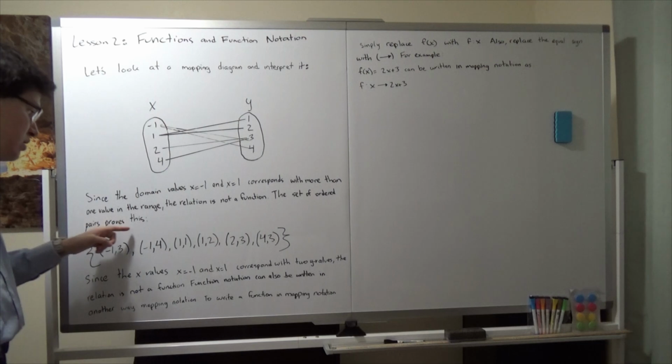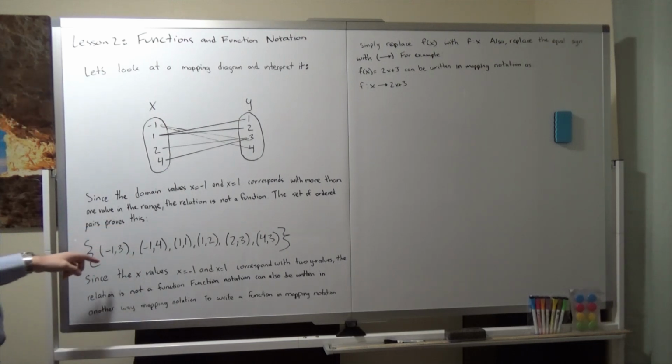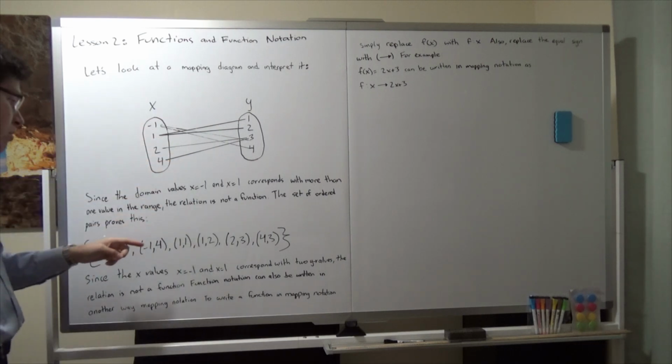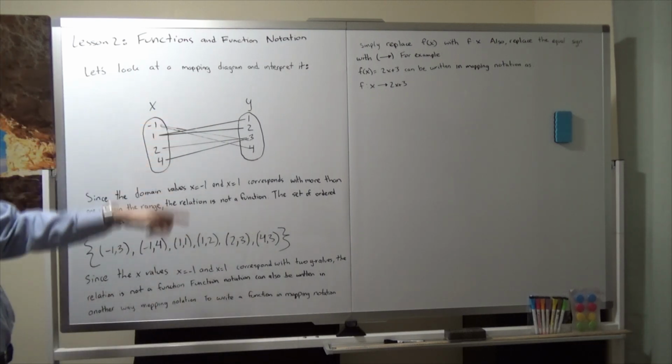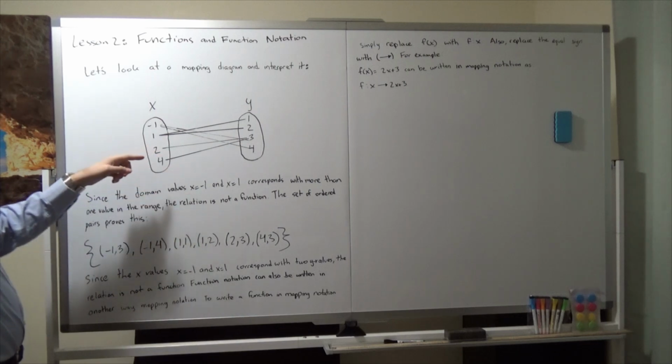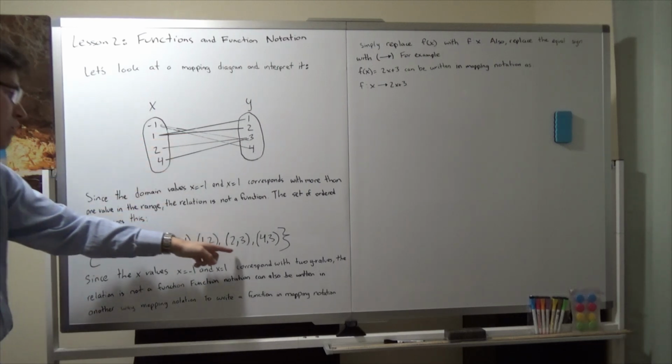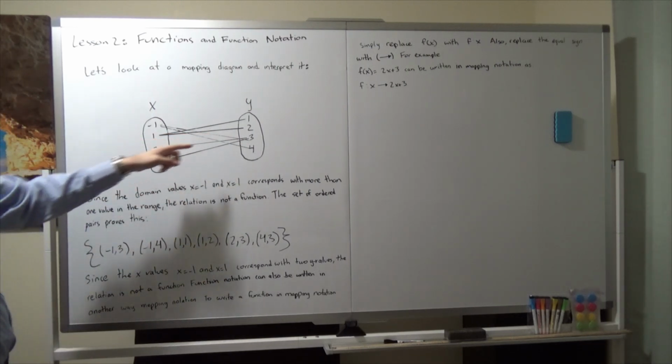The set of ordered pairs proves this: (-1, 3), (-1, 4), (1, 1), (1, 2), (2, 3), and (4, 3).